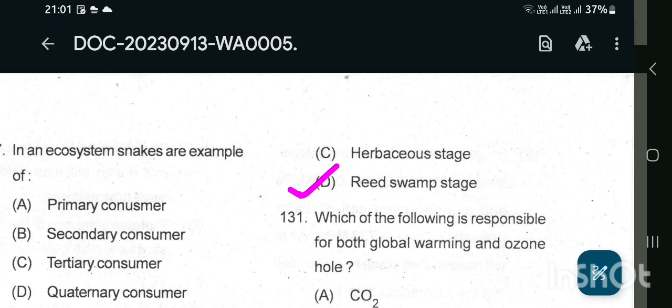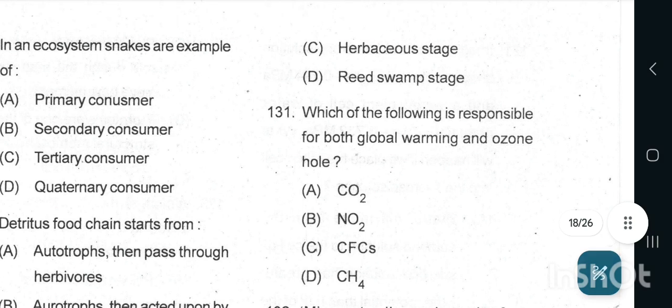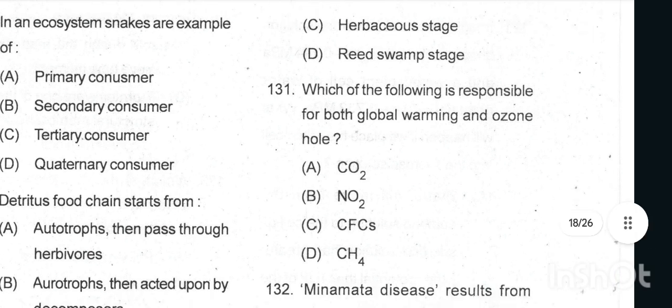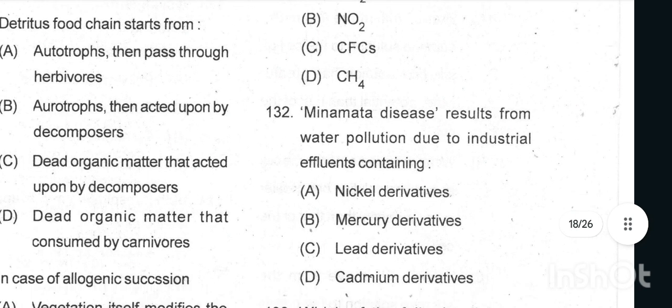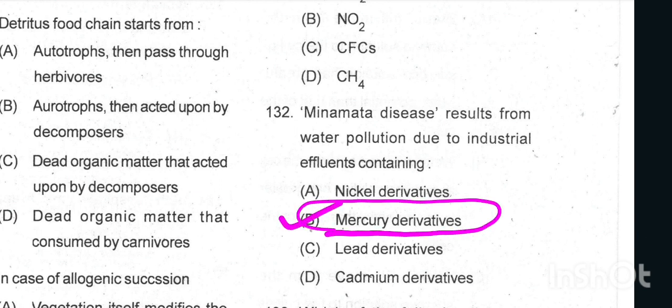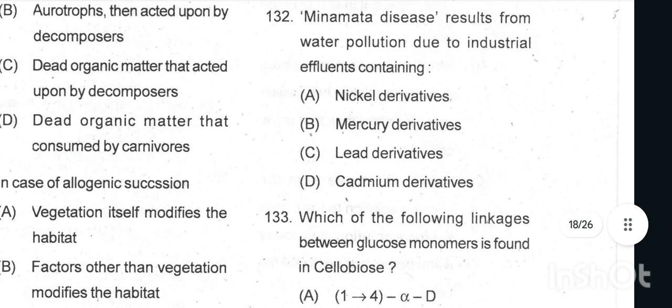Which of the following is responsible for both global warming and ozone hole? Here the correct answer is option C, which is chlorofluorocarbon, CFCs. Minamata disease results from water pollution due to industrial effluents containing mercury derivatives. Cadmium derivative can cause itai-itai disease.